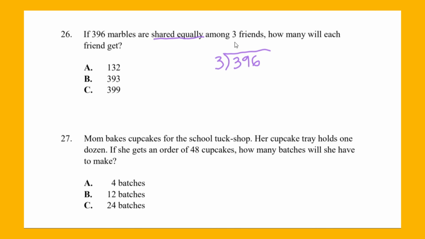3 goes into 3 one time. 3 goes into 9 3 times. And 3 goes into 6 2 times. So our answer is A, 132.